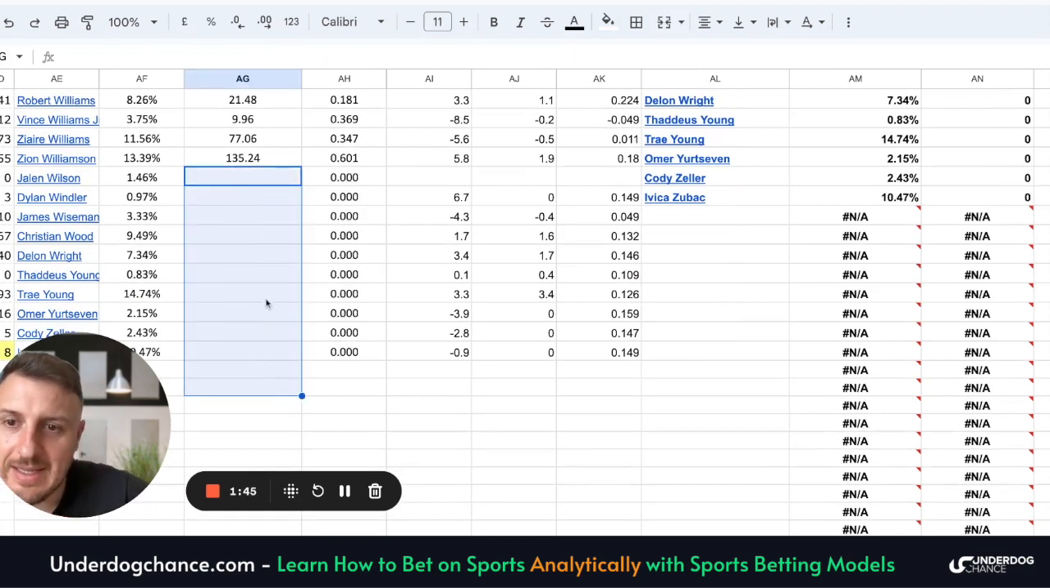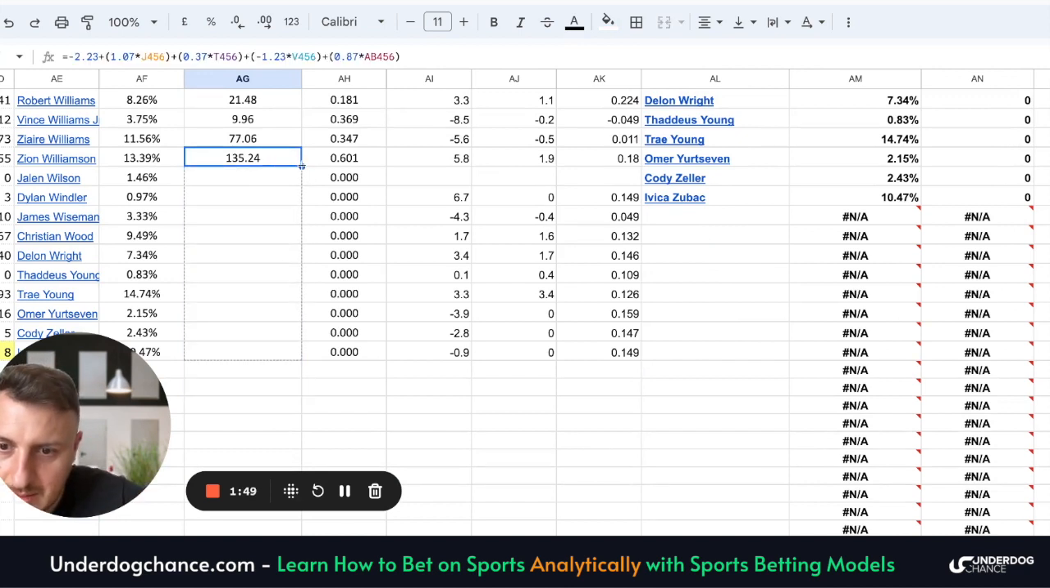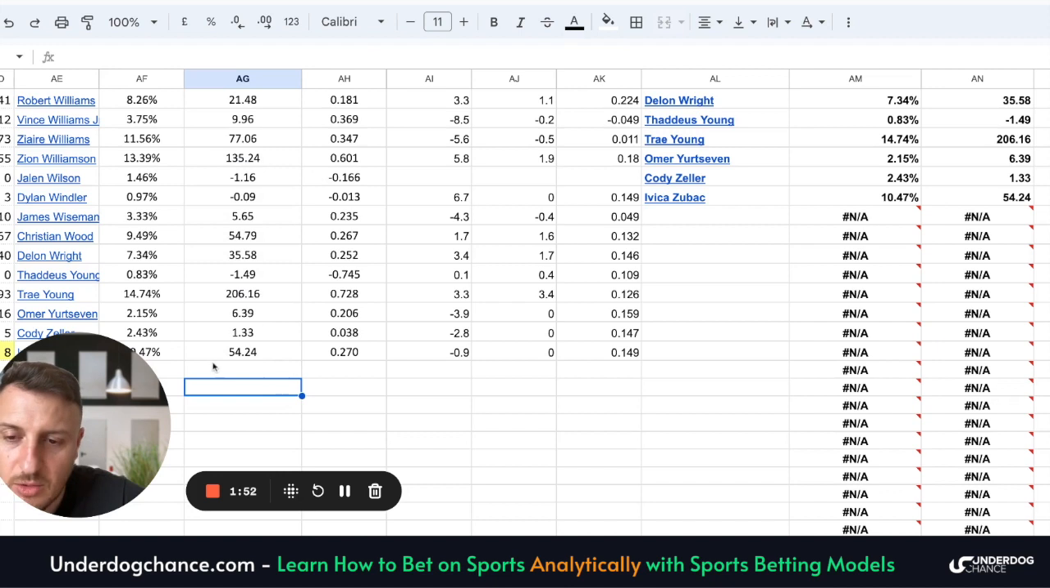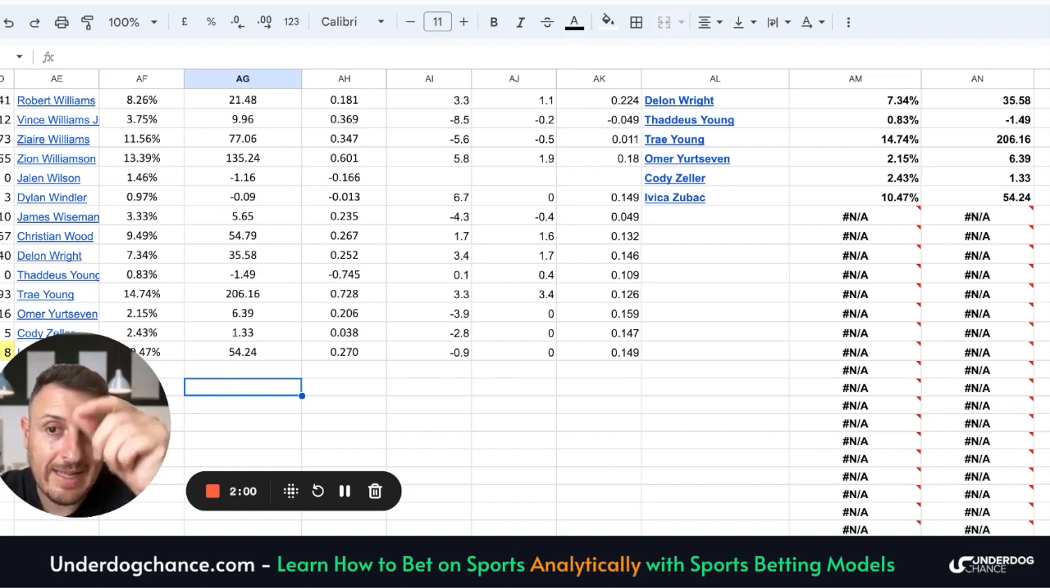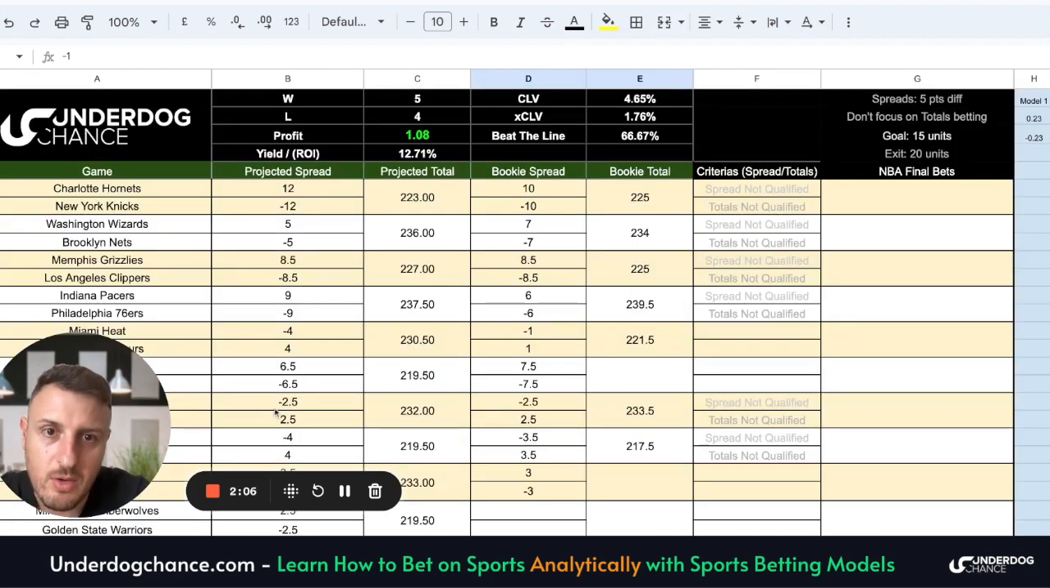in the AG tab, every time you add the stats, you need to drag this down so you align. This is the only thing you need to do. It is a very important thing, but this is the only thing you need to do. So add the stats, drag down, and after you do this, the projections will be correct and similar to mine. Not similar, but they should be the same if we use the same stats.